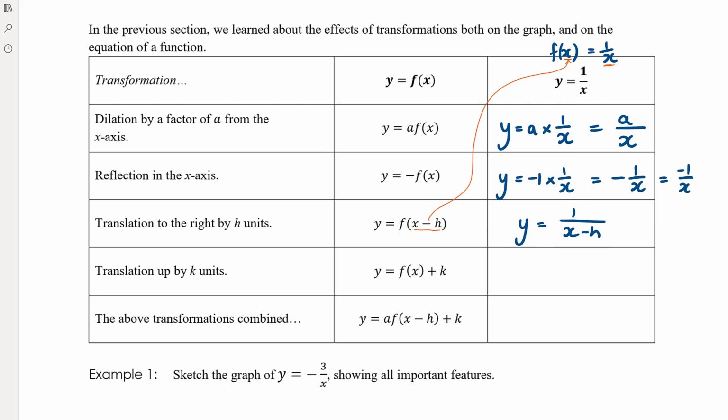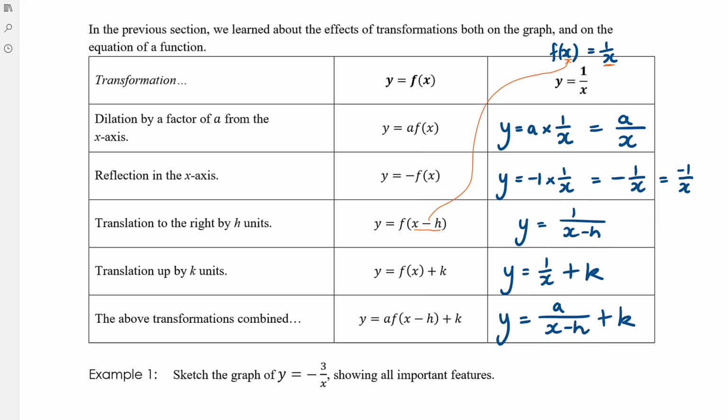Translation up by k units is where we add on after the function. So our function is 1 on x, and then we're going to add k onto that. So see the difference between those two translations. Left or right, inside the function, under the denominator of the fraction with the x is where you're going to see the plus or minus. Up or down, completely outside of the fraction, is going to translate up or down. So then if we combine all those things together, we could have a over x minus h plus k.